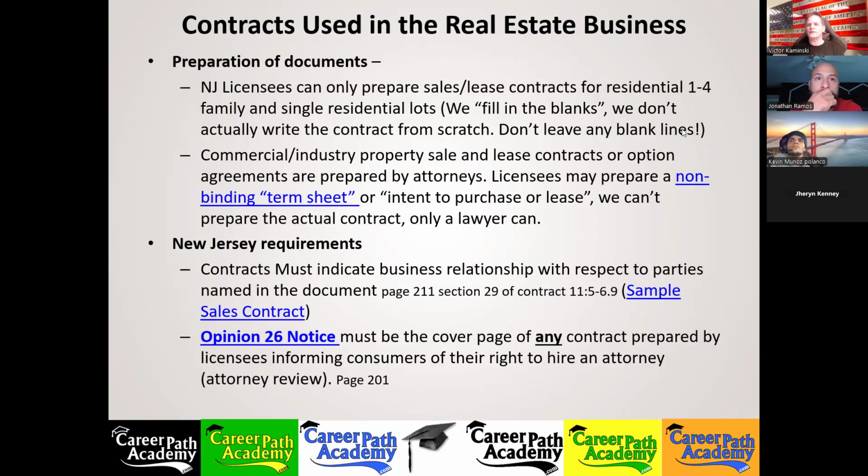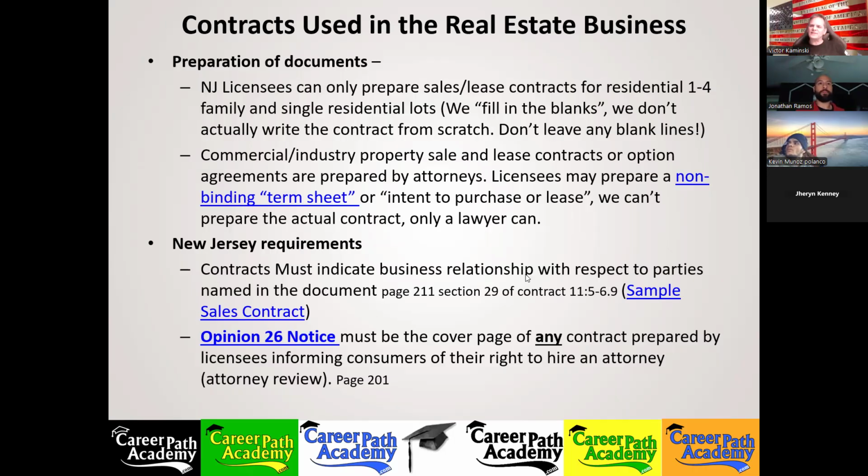The key here, don't leave blank lines on contracts unless a blank line has a definition and explanation of what it means. Commercial industrial property sales and lease contracts or option agreements have to be prepared by attorneys, and licensees may prepare non-binding term sheets to get the ball rolling with the leases and sales contracts for commercial properties. But we don't actually prepare the contract. Only a lawyer can do that.